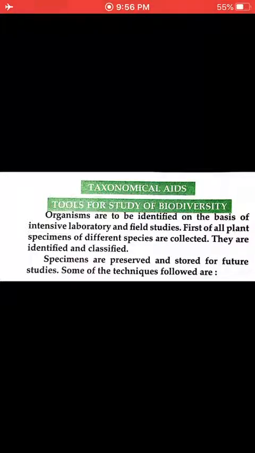In this, different species are collected. It's basically a collection of specimens, so collection of a specimen is included in this. Okay. So how is it done, and what are the things which we use for it?